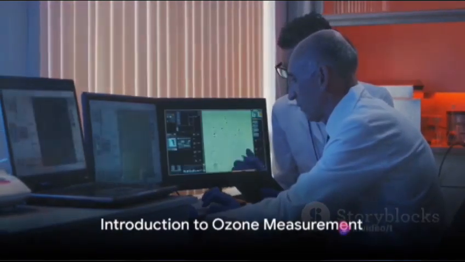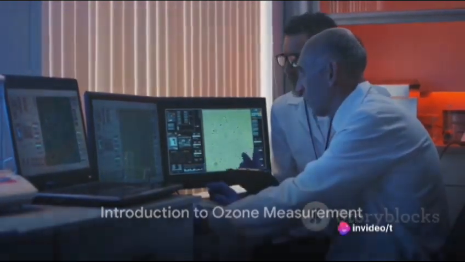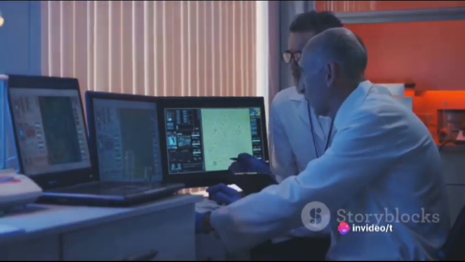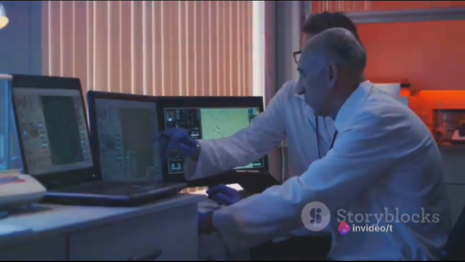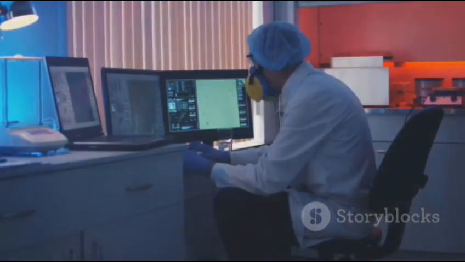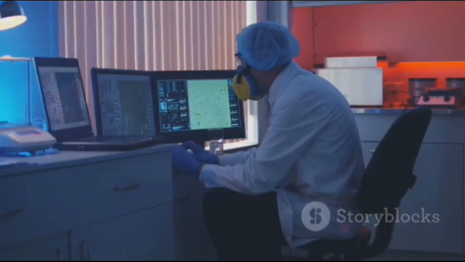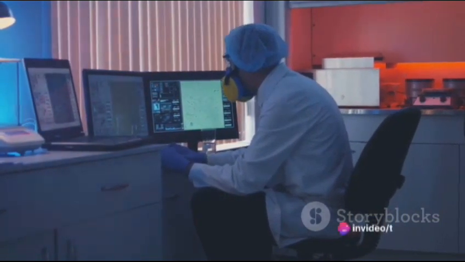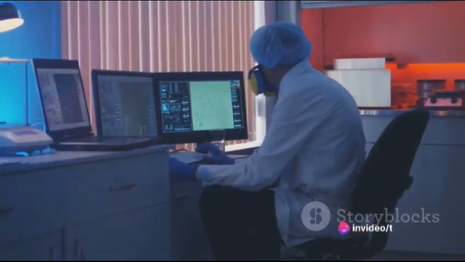Have you ever wondered how we measure the amount of ozone in our atmosphere? It's a fascinating process that's crucial for life on our beautiful planet. The ozone layer, a fragile shield of gas, protects the Earth by absorbing most of the sun's harmful ultraviolet radiation. Without it, our world would be a very different place.